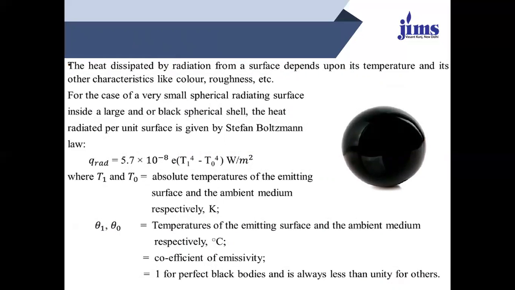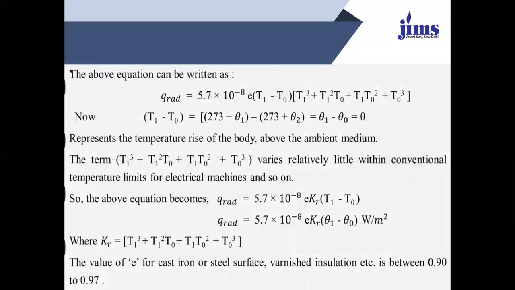Theta 1 and theta naught are the temperatures of the emitting surface and the ambient medium respectively. E also indicates the coefficient of emissivity, which is equal to 1 for perfect black bodies and is always less than unity for other types of material. The above equation can be written as Q rad equals 5.7 into 10 to the power minus 8 e times (T1 minus T naught) times (T1 cubed plus T1 squared T naught plus T1 T naught squared plus T naught cubed).